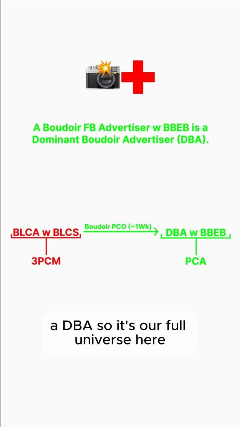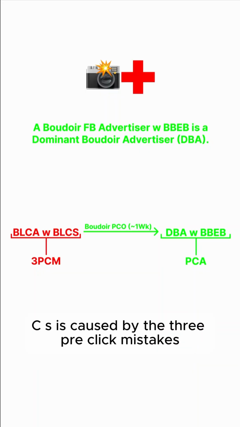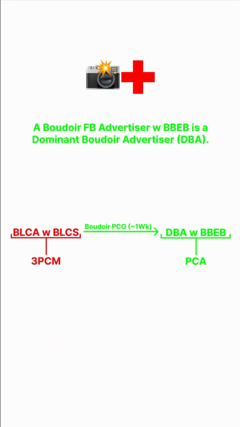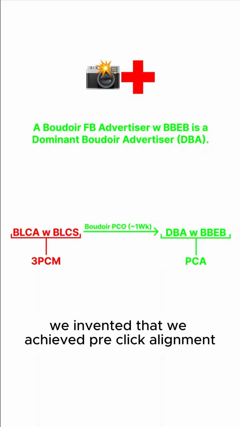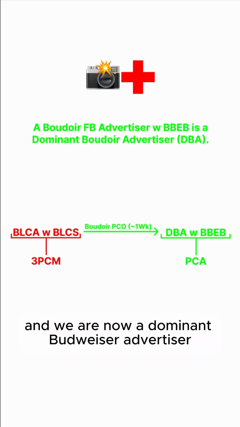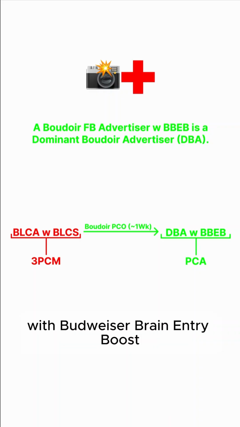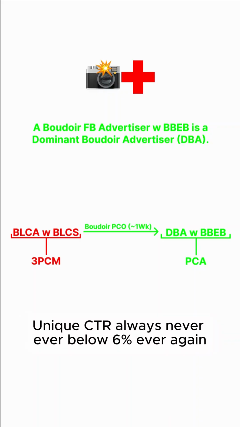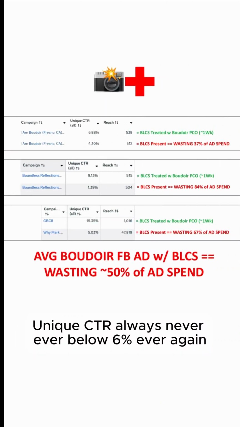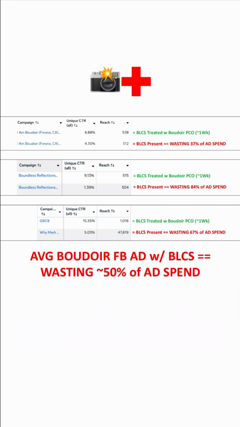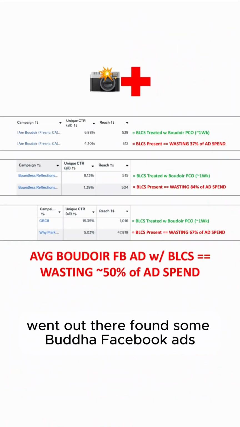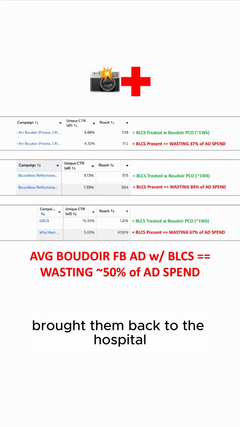So it's our full universe here. A BLCA with BLCS is caused by the three pre-click mistakes. Treated with Boudoir Pico, takes about a week. We invented that. We achieved pre-click alignment, and we are now a dominant Boudoir advertiser with Boudoir brain entry boost. Unique CTR all never ever below 6% ever again. So here's my resume. Here's from my residency. Went out there, found some Boudoir Facebook ads, brought them back to the hospital.